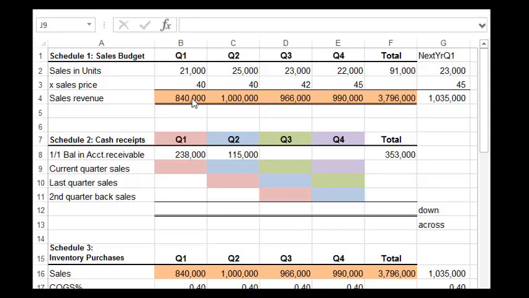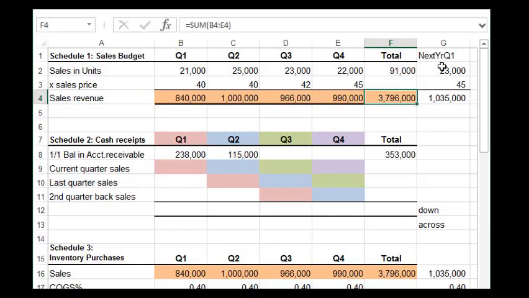Sales revenue, of course, is just a formula, $21,000 times $40 each, and then that formula has been copied across. In this case, the total column really is the sum of the 4 quarters, and sales revenue is also the sum of the 4 quarters. You don't sum the sales price up, that wouldn't make any sense, and 91,000 times something wouldn't give you 3,796,000 because the sales price changed here. So mathematically, all we can do is just the sum of those 2 rows.